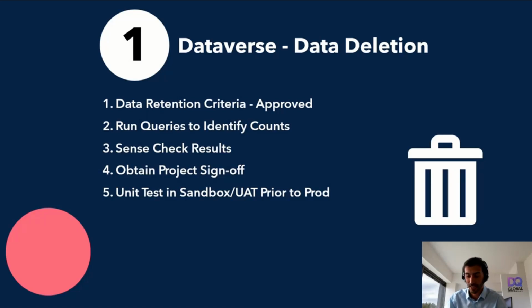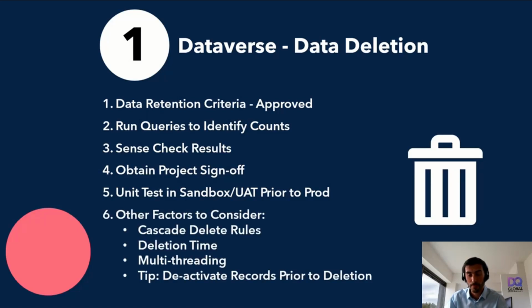critical factors. And those critical factors are, do we have cascade delete rules on? So if I delete a contact, will it go and delete other records within the system that are related to that contact? We need to be looking at the time it takes to delete records, especially when we're talking about large volumes. We could look at multi-threading to increase the speed at which the deletion runs if the system's not at full capacity.